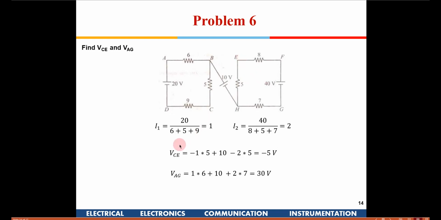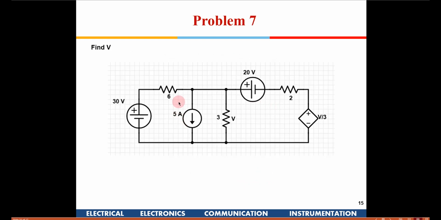Now similarly, to find out the voltage between A and G, if you see here, 6, this is now the positive direction the current is flowing, so 6 into 1, and then 10 volt. This is 10 plus, again 7, the current is in the positive direction, so now here we get 30 volt. This is all positive. Is it okay? Yes, sir. Okay, so I will take one last problem.